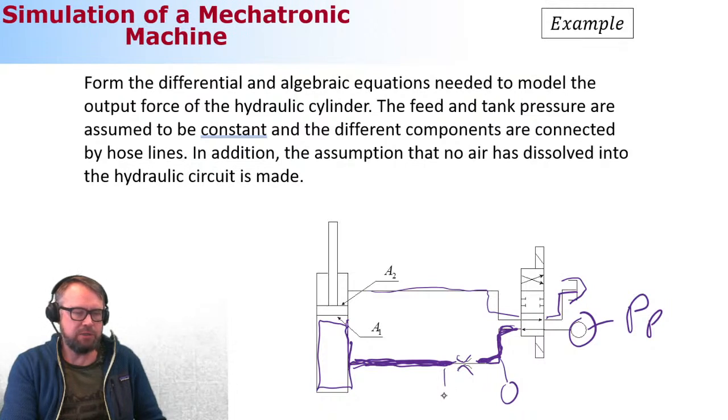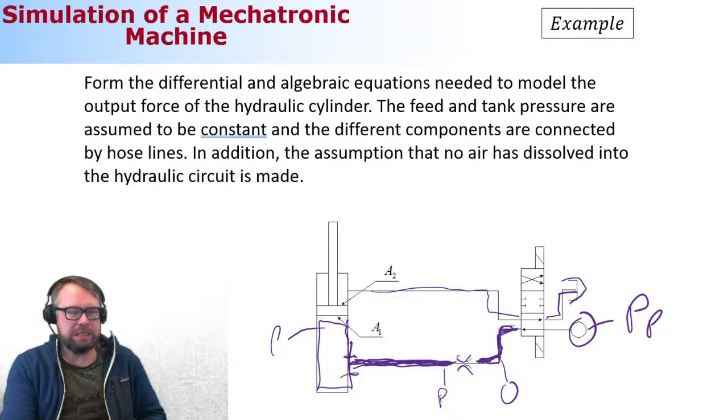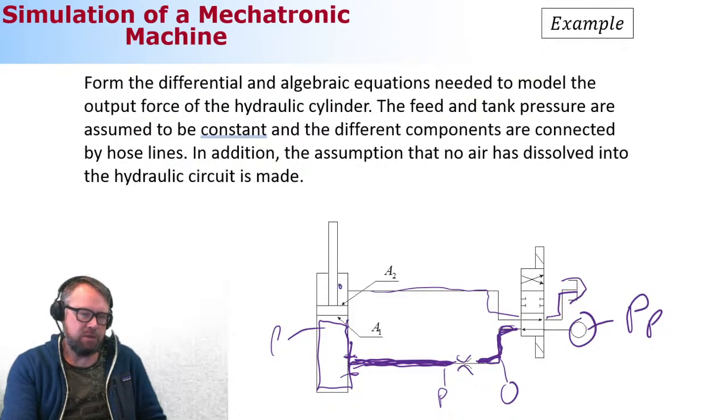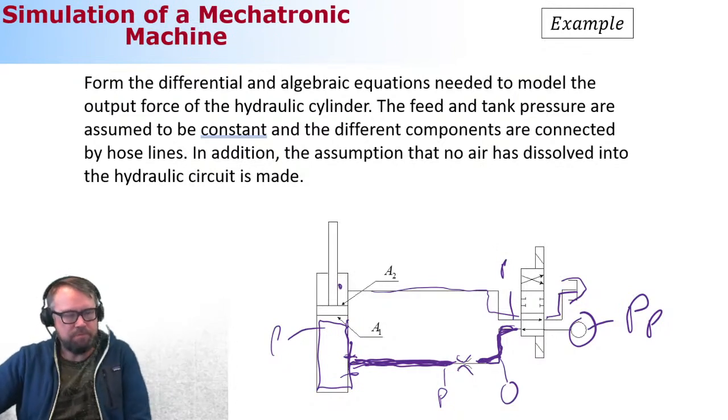You can assume that the pressure here is the same as the pressure in that corner, assuming that there is no throttle in the hose connection to the cylinder, which there usually is not. And again, the pressure in the cylinder rod side can be assumed to be the same as the pressure here. So that's how it is working. So that's how we're going to go.